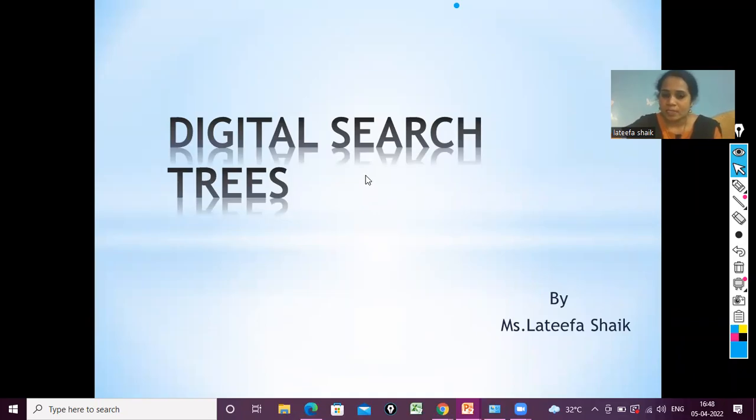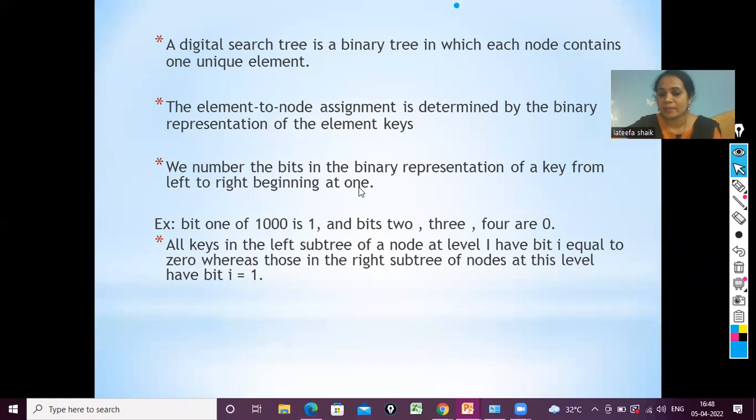A digital search tree is nothing but a binary tree in which each node contains one unique element. Generally, in other tree structures, a tree is a collection of nodes, right? The collection of nodes contains elements. In digital search trees, the elements are in the form of binary representation, meaning the keys are represented in terms of zeros and ones.